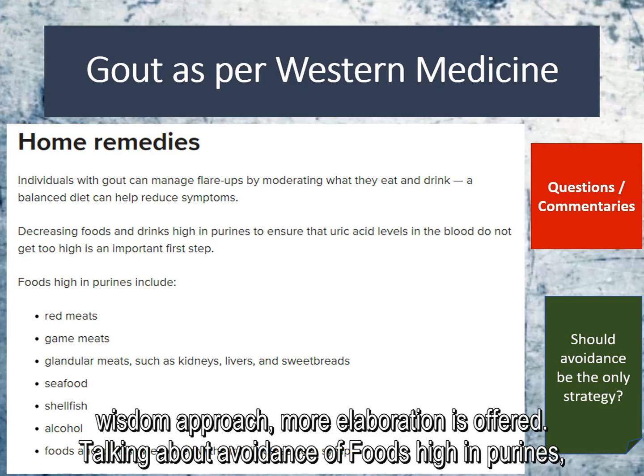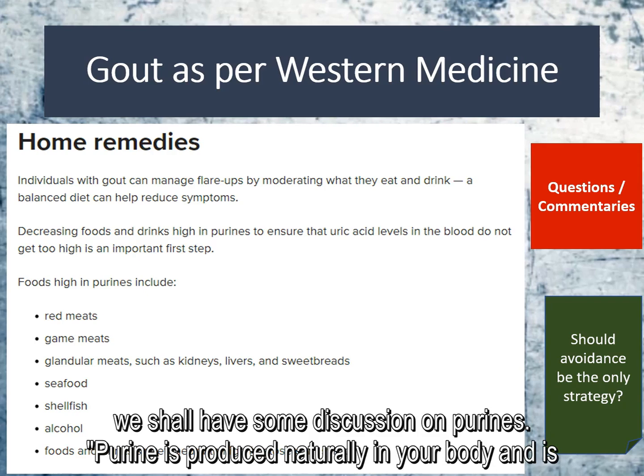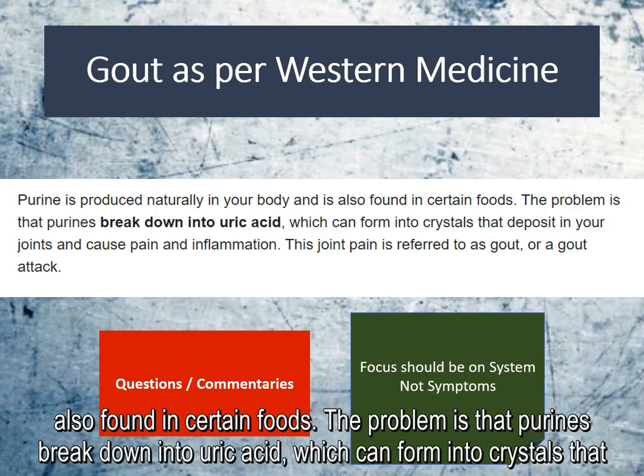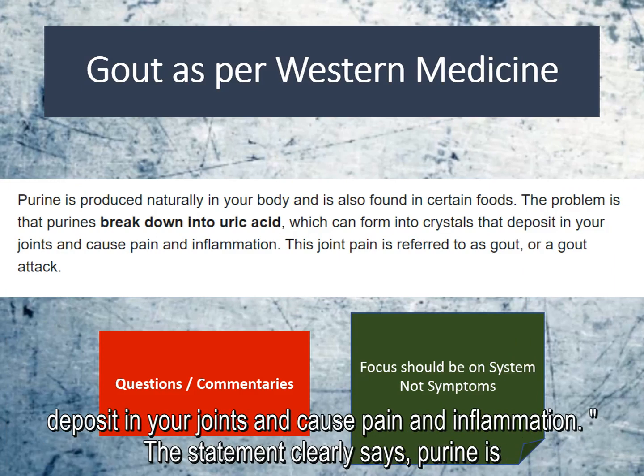Talking about avoidance of food high in purine, we shall have some discussion on purine. Purine is produced naturally in your body and is also found in certain food. The problem is that purine breaks down into uric acid, which can form into crystals that deposit in your joints and cause pain and inflammation.